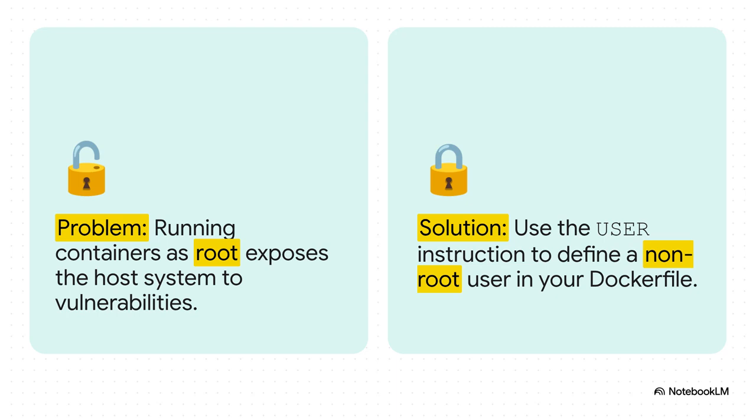Next up is a huge security mistake that a lot of people make. By default, processes running inside a container run as the all-powerful root user. Now, if an attacker were to compromise your app, this could give them the keys to the kingdom and let them do some serious damage. The fix is absolutely essential. Just use the USER instruction in your Dockerfile to create and switch to a non-root user. It is such a simple change, and it dramatically improves your security.